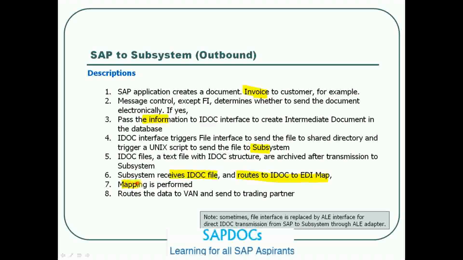Step 7, mapping is performed. Step 8, subsystem routes the data to WAN for sending to the trading partner. So these 8 steps happen one after the other in the outbound process. And if you set up SAP to send it real time, they happen the moment a user creates a document and saves it.